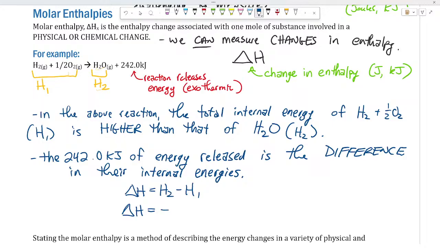And I want to mention this. The delta H in this case ends up being negative. We can say it's negative 242.0 kilojoules per mole, because for every mole of hydrogen that we burn, that's how many kilojoules we get. If we burned 2 moles of hydrogen, how much energy would we expect to release? 484. If we burned 1,000 moles of hydrogen, we would release 242,000 kilojoules of energy. This makes sense, right?